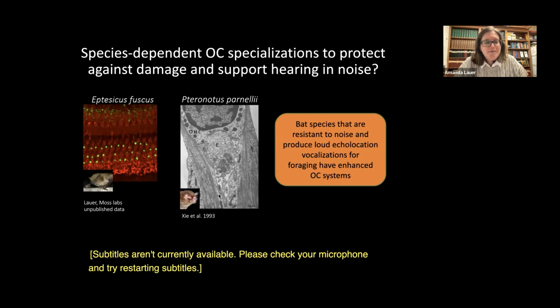So these animals are producing these ridiculously loud sounds and receiving the echoes back from them, and they're also exposed to other bats producing these really loud sounds all the time. But you can imagine if they lose their hearing, they're not going to do very well out in the wild because a deaf bat can't eat. And so we're looking at the efferent specializations in these animals.